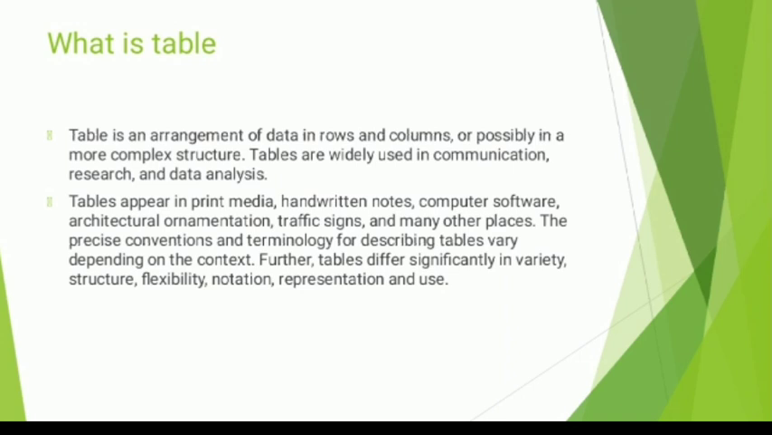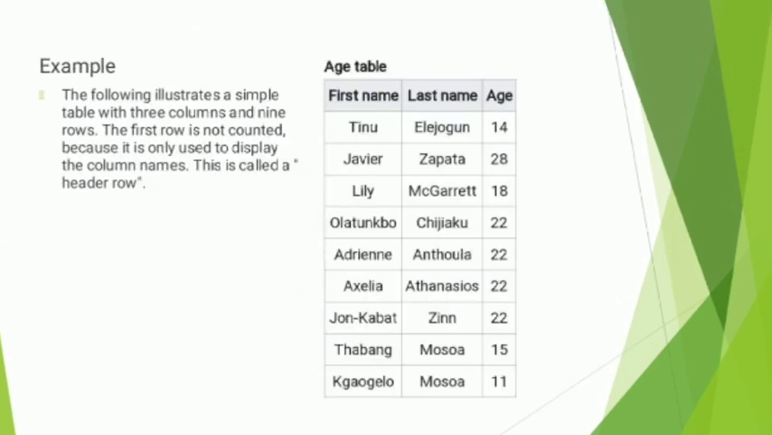Further, tables differ significantly in variety, structure, flexibility, notation, representation, and use. Example: the following illustrates a simple table with 3 columns and 9 rows. The first row is not counted because it is only used to display the column names. This is called a hidden row.